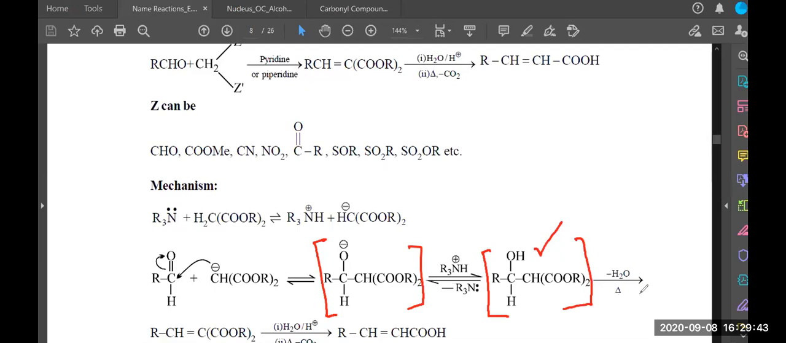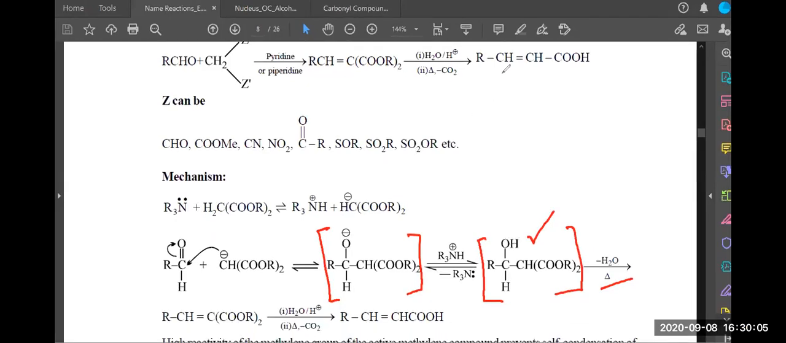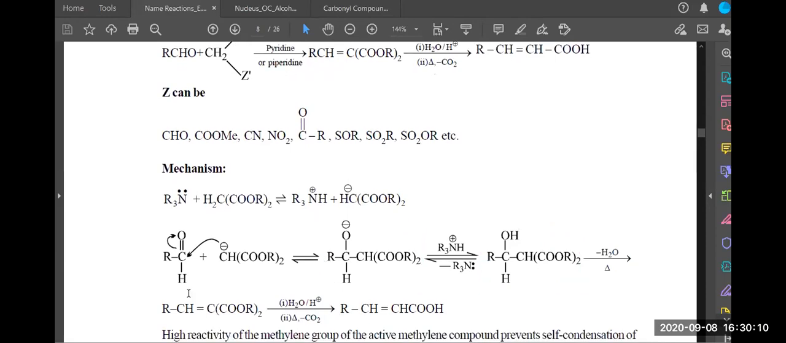Okay. Now, what do you think? If you give heat, what will happen? Dehydration? Yes, exactly. Dehydration will happen. See how the mechanism is almost the same in every reaction. So after dehydration, we will have this product.